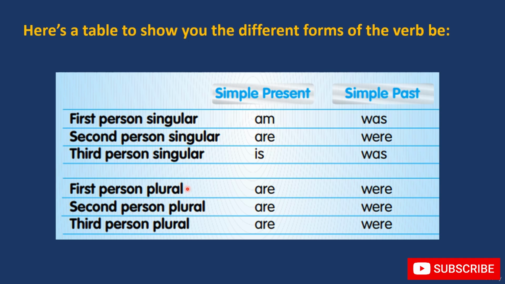What about plural? I say we are and we were. In the second person plural, I say you are my friends, and you were my friends. In the third, it must be plural, the pronoun they. So they are my friends and they were my friends.